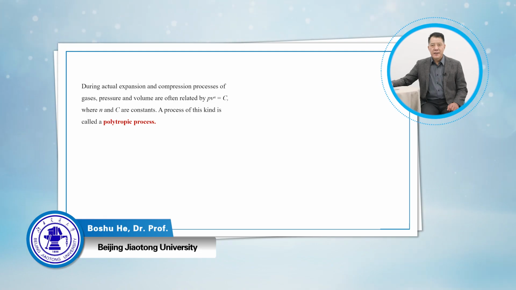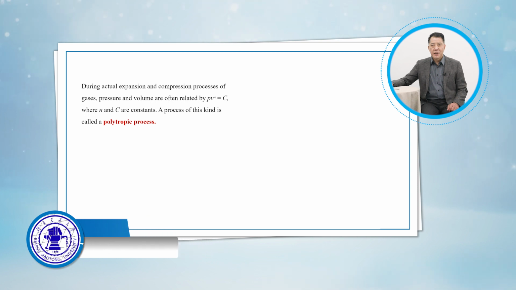The topic of this task is about the polytropic process. During actual expansion and compression processes of gases, pressure and volume are often related by PV^n = C, where n and C are constants. A process of this kind is called a polytropic process, where constant n is called the polytropic index.